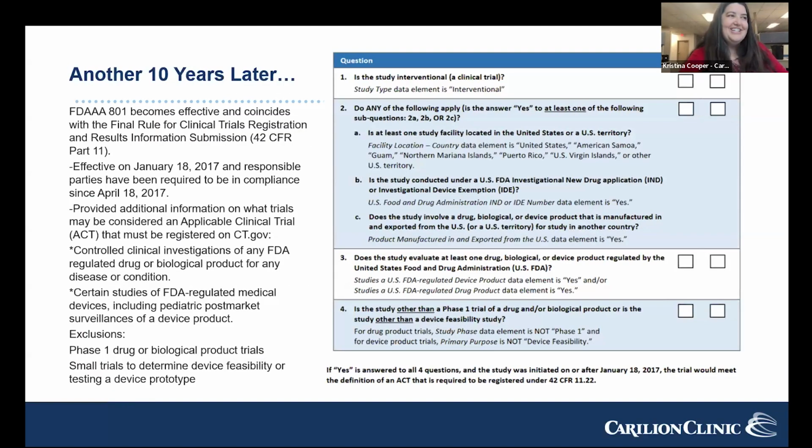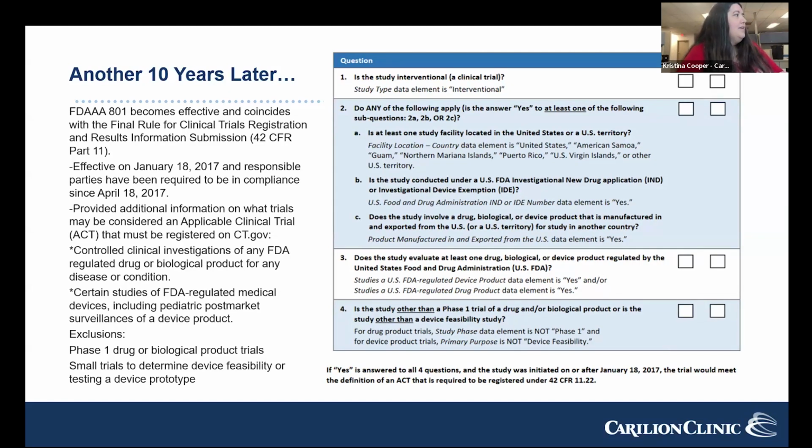And then another 10 years later, seems like every 10 years, so be prepared for 2027, FDAAA 801 became effective and coincided with our clinical trials registration and results information submission of the Public Health Service Act, or 42 CFR Part 11. This was effective starting on January 18th of 2017, and responsible parties had until April 18th of that year to start to comply.